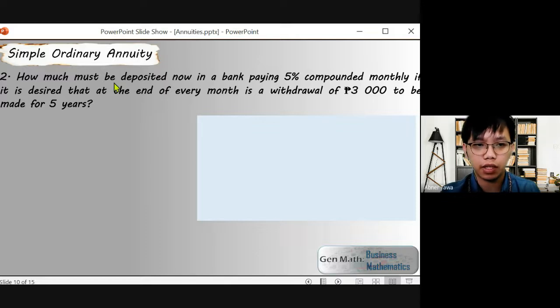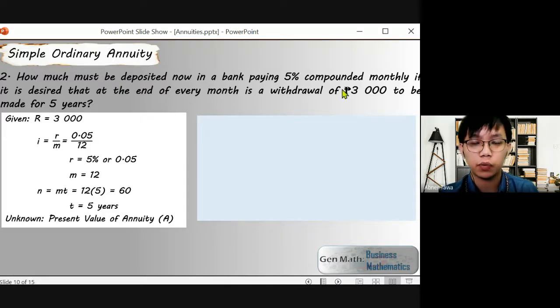So what will be our given here? We have the following given. The R is the 3,000, the periodic payment. And the value of I, the nominal rate is given to be 5%, or in decimal that is 0.05. And the interest is compounded monthly. Therefore, pag monthly, always remember the value of M will be 12. And then just solve for the value of I. So we're going to use the decimal or the fraction form of the I, because if you're going to simplify this one and write this in its decimal form, it will take many decimal places.